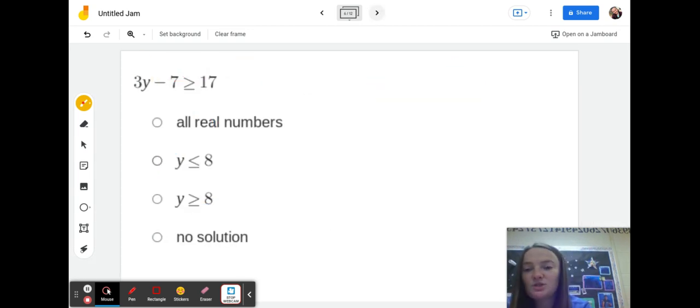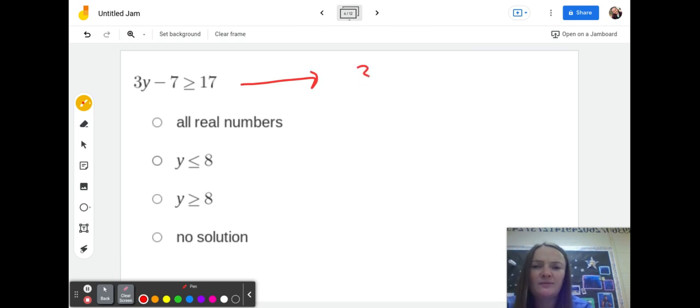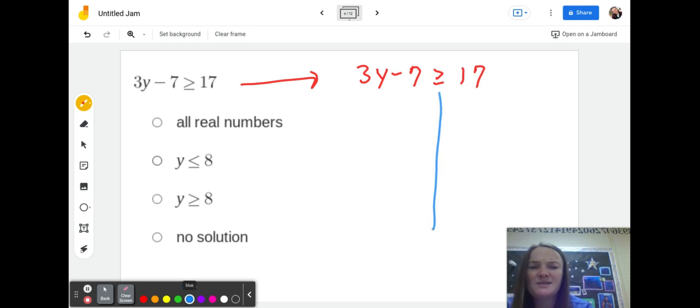This one's a multiple choice question. In order to find the answer here, I'm going to rewrite it over here so I have a little bit more room to solve. And once again, I'm going to create that line just so I remember what I do to one side, I have to do to the other side. I'm going to add 7 to both sides.